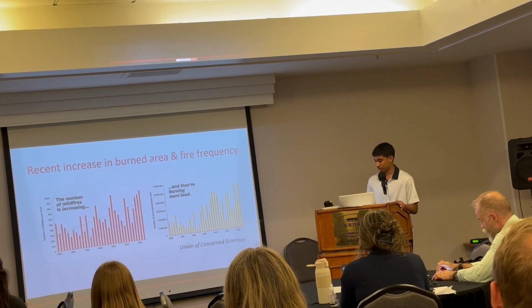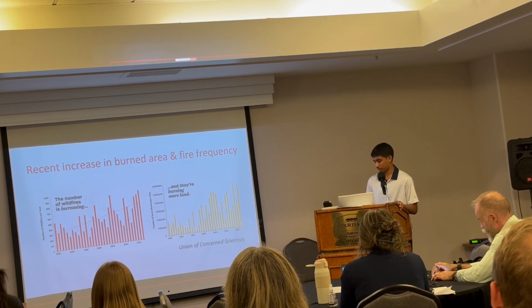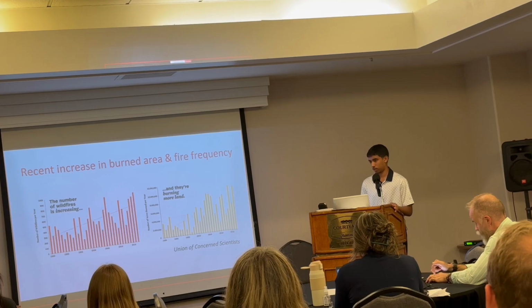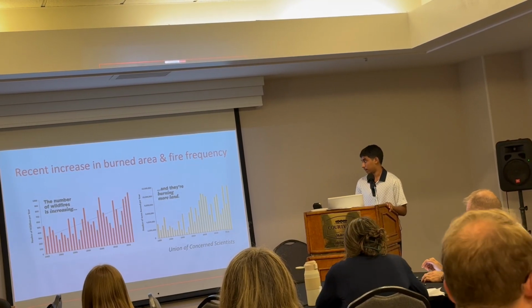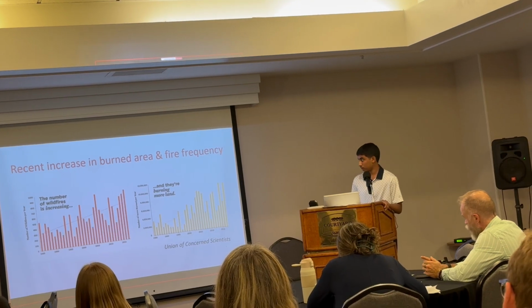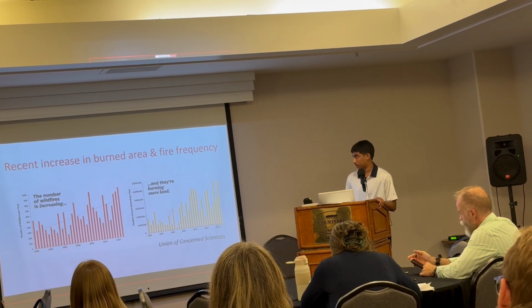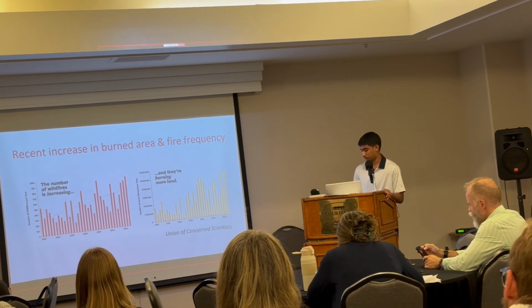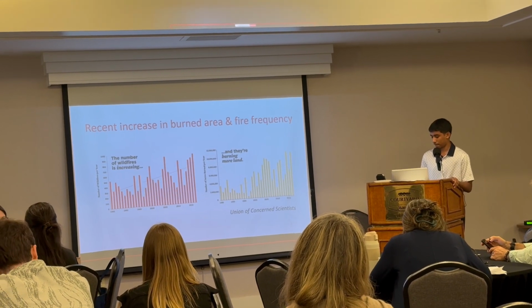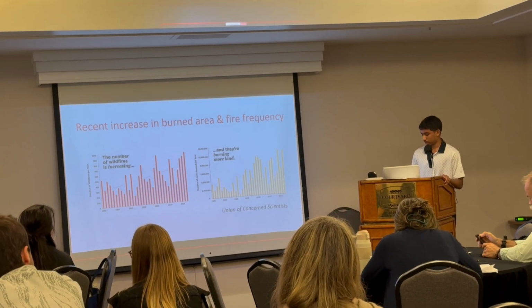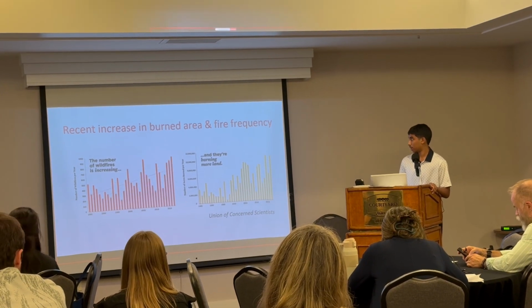Southern California. This doesn't require much context, but fires are becoming more frequent and severe. As you can see from the graphs, in the past 40 years there has been an upward trend in burn area and fire frequency. So this is kind of a problem for communities and ecosystems.